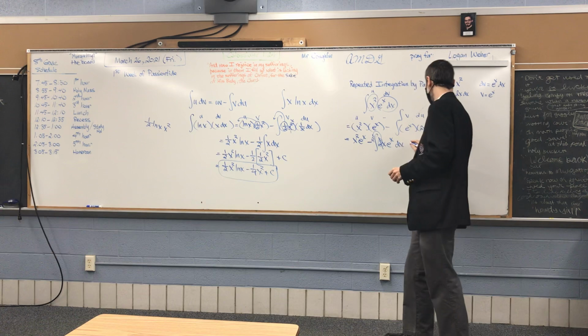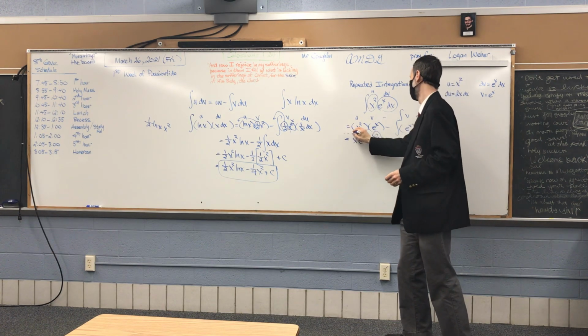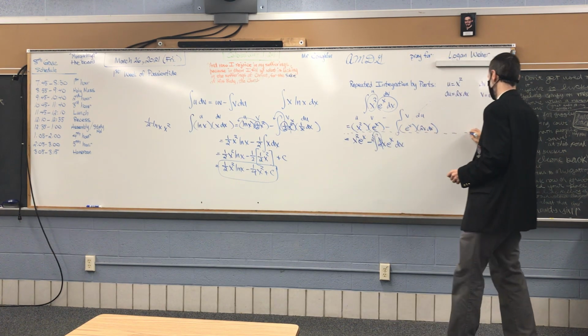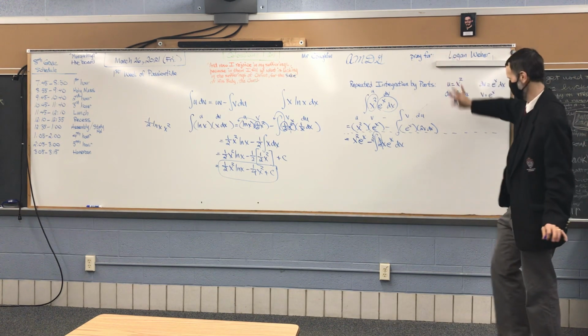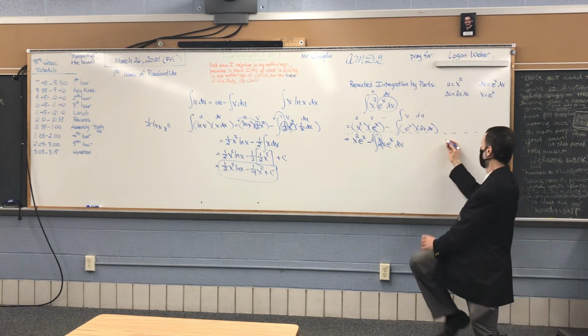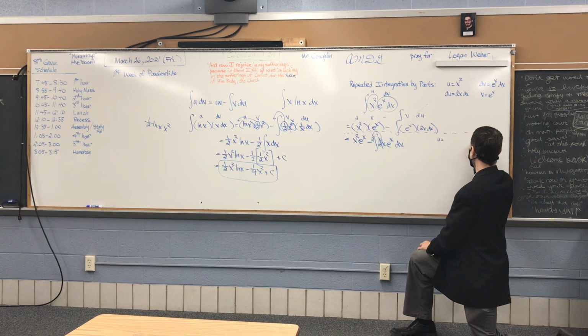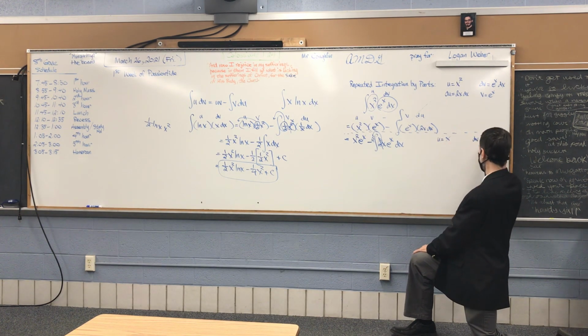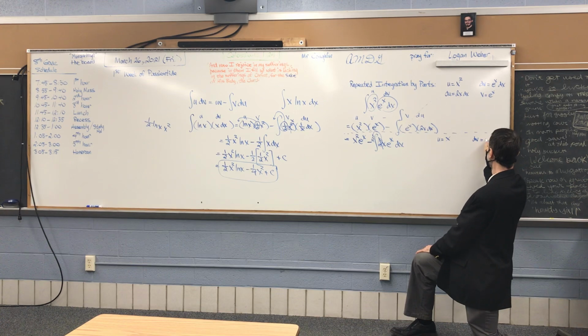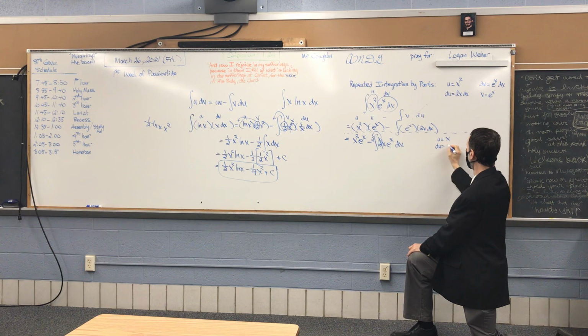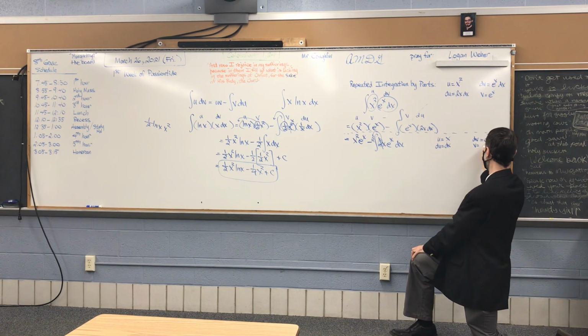Let's go ahead and do this. Pretend this stuff no longer exists. Let's just start the problem over. U is x, dv is e to the x dx. So what's du? Just plain old dx. And v is just e to the x.